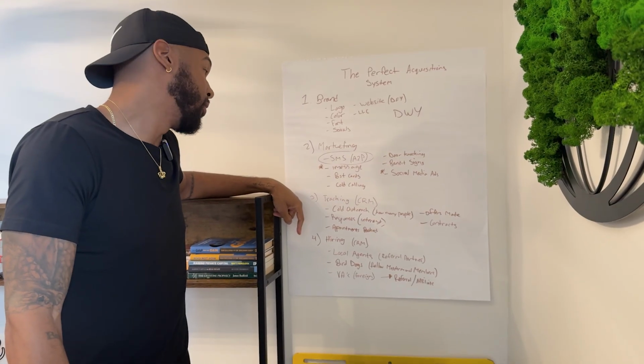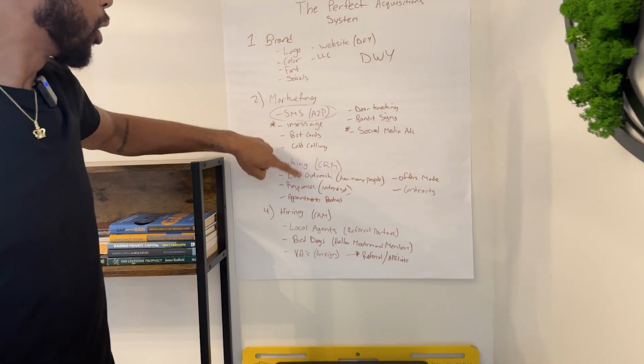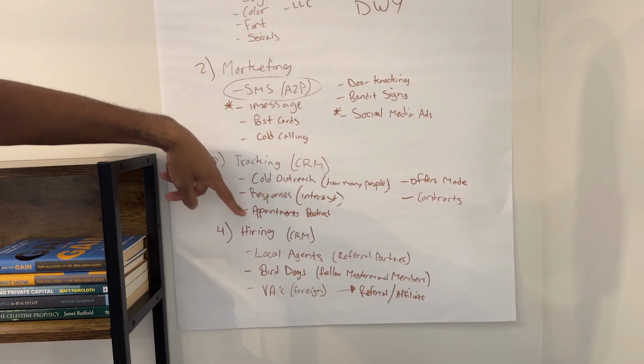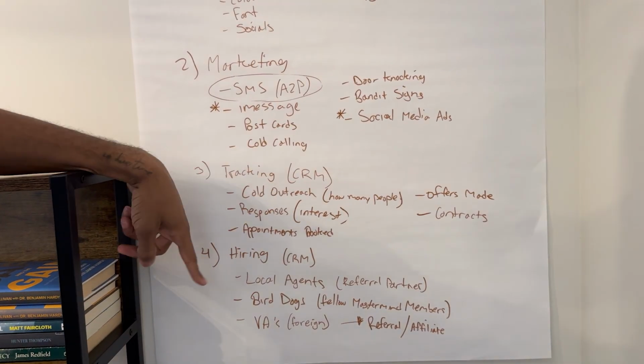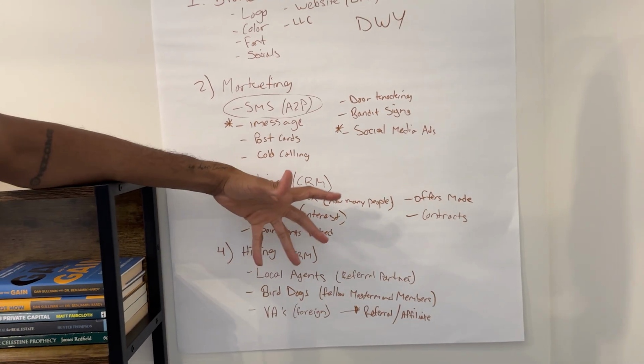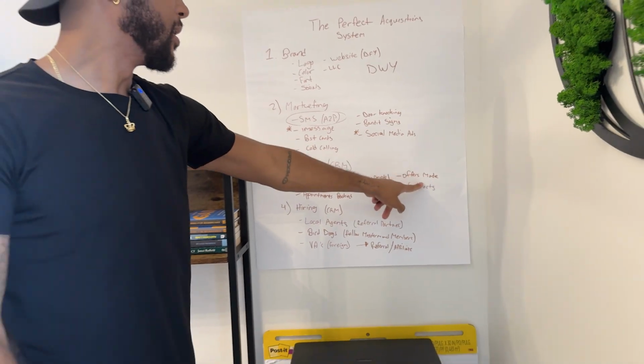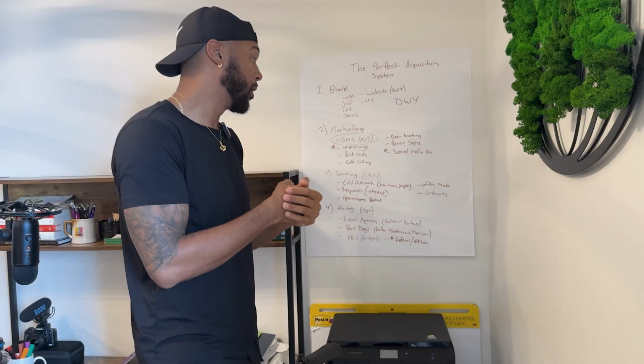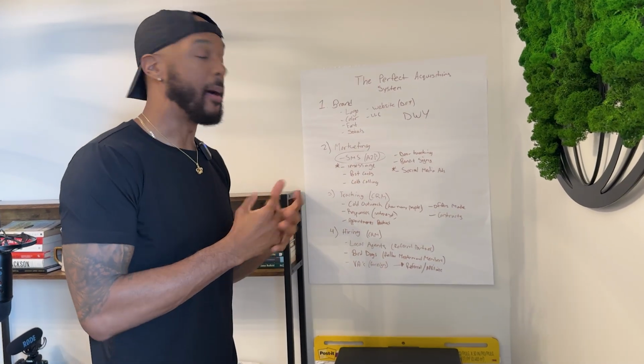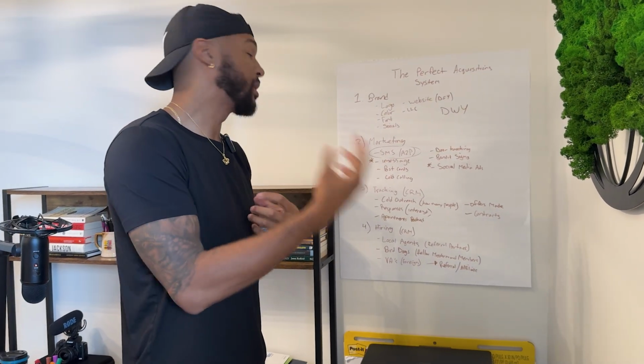I have my team zoom in on this in post-production, but cold outreach, how many people, right? Responses, how many people are interested? Appointments booked, how many houses am I going to see? Offers made, okay, how many people am I actually making an offer verbally? And then contracts signed, how many people agreed to sell to me at the price that I wanted?